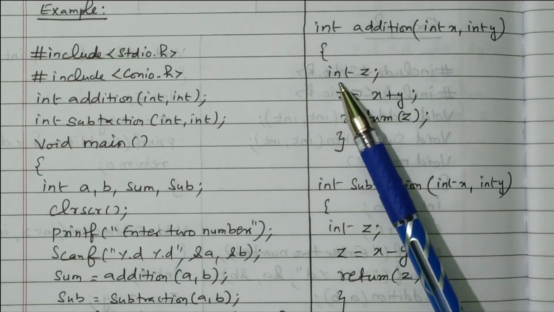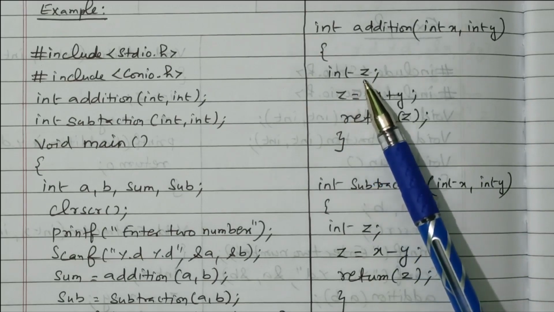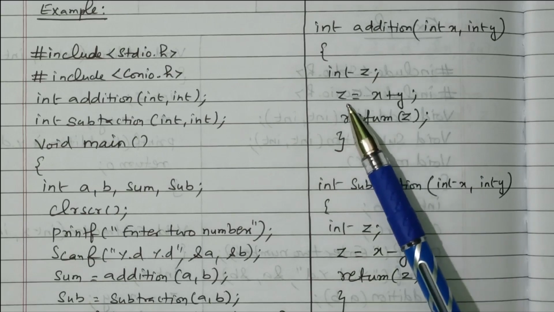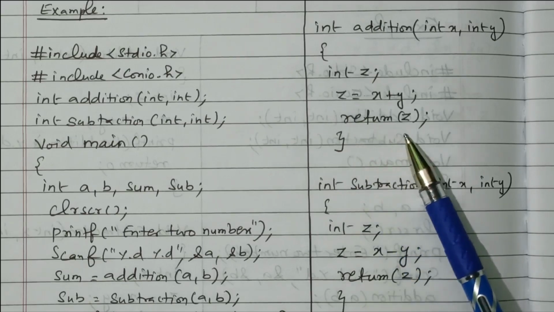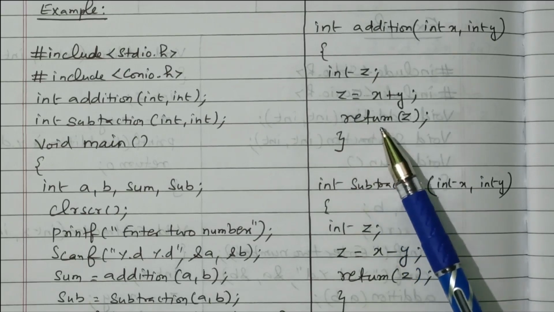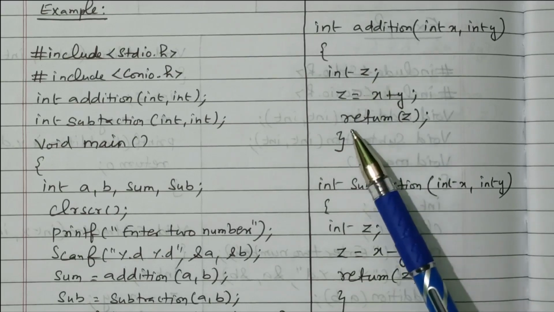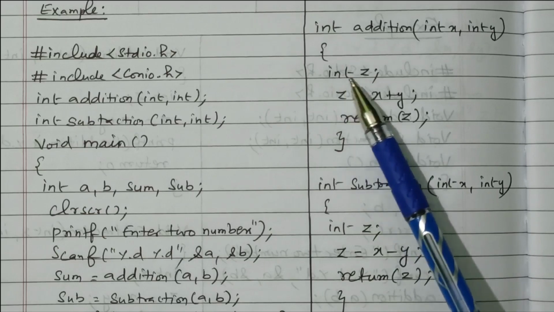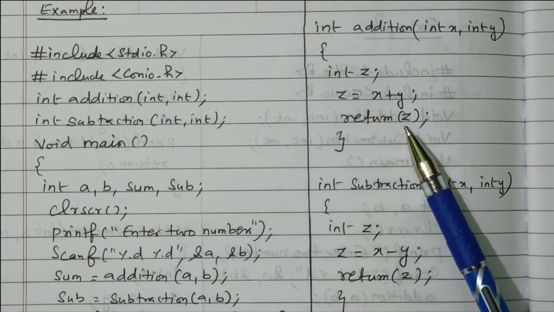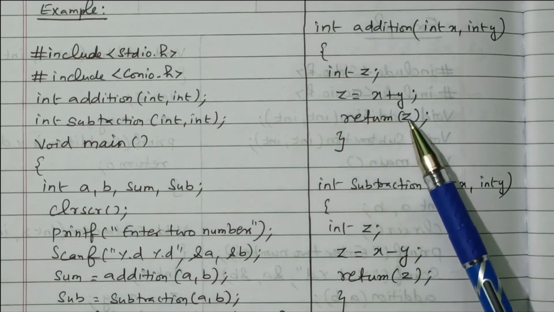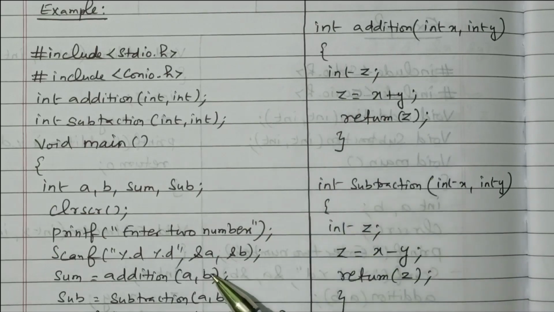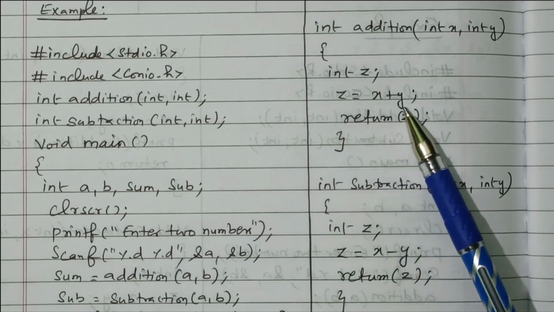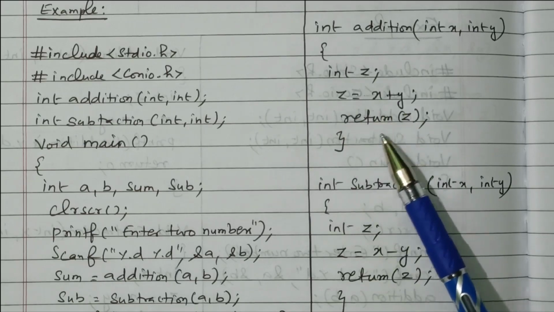For that we need one more variable, integer Z. Z equal to X plus Y. We added two values that is stored in Z. Now return Z. Here itself, without declaring Z, return X plus Y is also possible. Without declaring the Z, we can directly return X plus Y. So both will be added and the control will transfer here. But here we declare one variable, in that both the values are added, then the added value is returned.